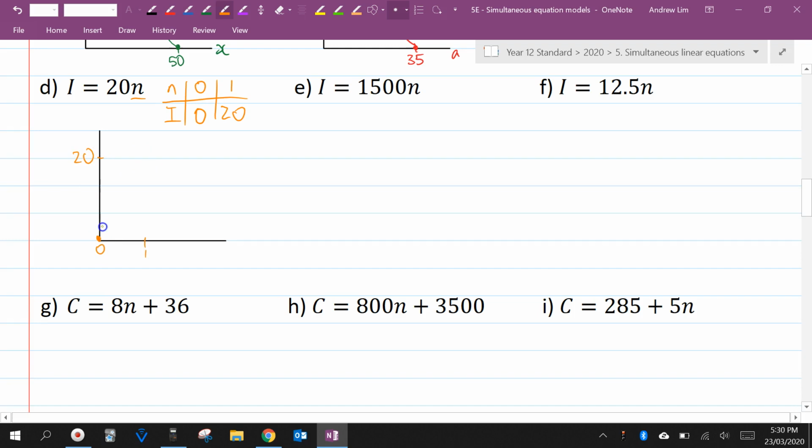So 0, 0, 1, 20, and we can draw a straight line. I'll get you to pause the video, have a go with E and F. When you're ready to check your answers, continue playing the video. Okay, welcome back. So I'm going to go through these answers now.